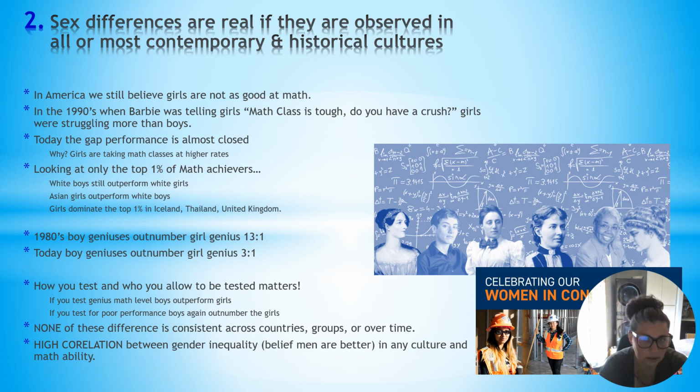And in Iceland, Thailand, and the United Kingdom, girls dominate the top 1%. So, what is the difference? What's creating the difference? It has to do with socialization and opportunity more than some inherent genetic trait. In addition to that, how you test and how you construct the hypothesis actually really matters significantly.